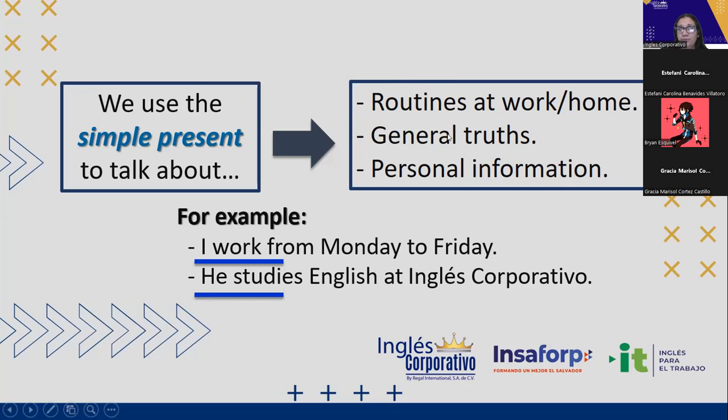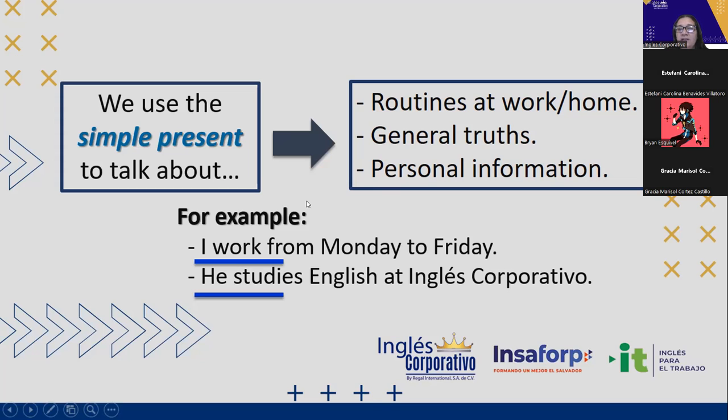Para decir general truth, cosas que ya son ciertas, ¿ya? Cosas que así son y así van a ser, right? Como que el sol sale en las mañanas, thank God. Right, so esos son general truth. Entonces también se usa el simple present para describir esas cosas, como que it gets dark at night, right? Sabemos que sí, se pone oscuro en la noche. O como que el agua hierve a ¿cuántos grados? 100 degrees. Okay, it is hot when it's sunny. So those are general truth and to give personal information, right?